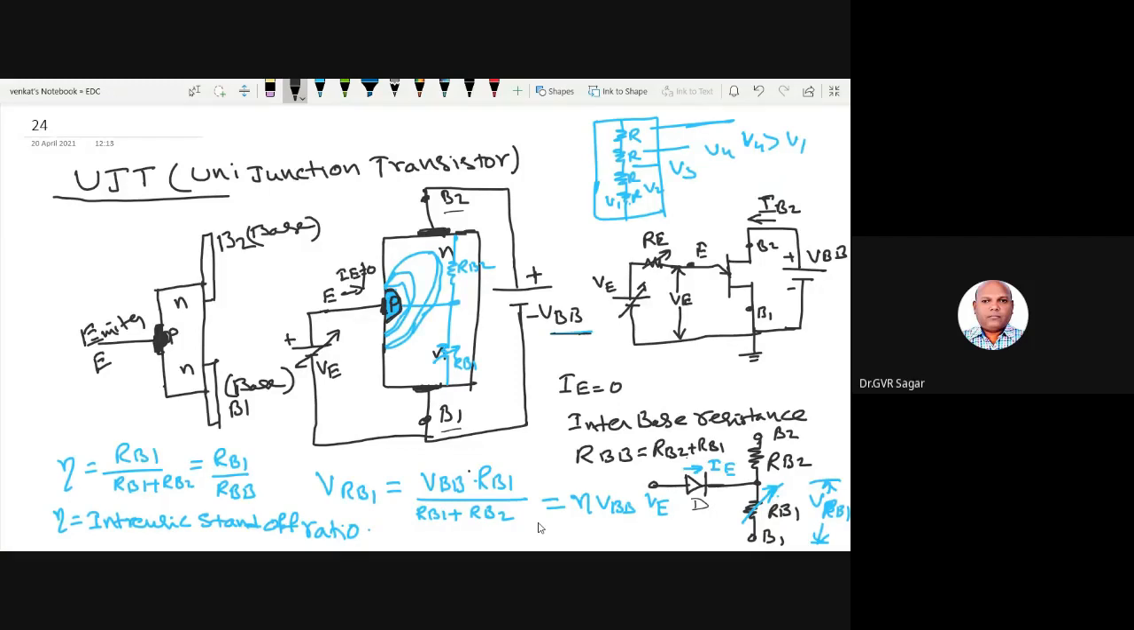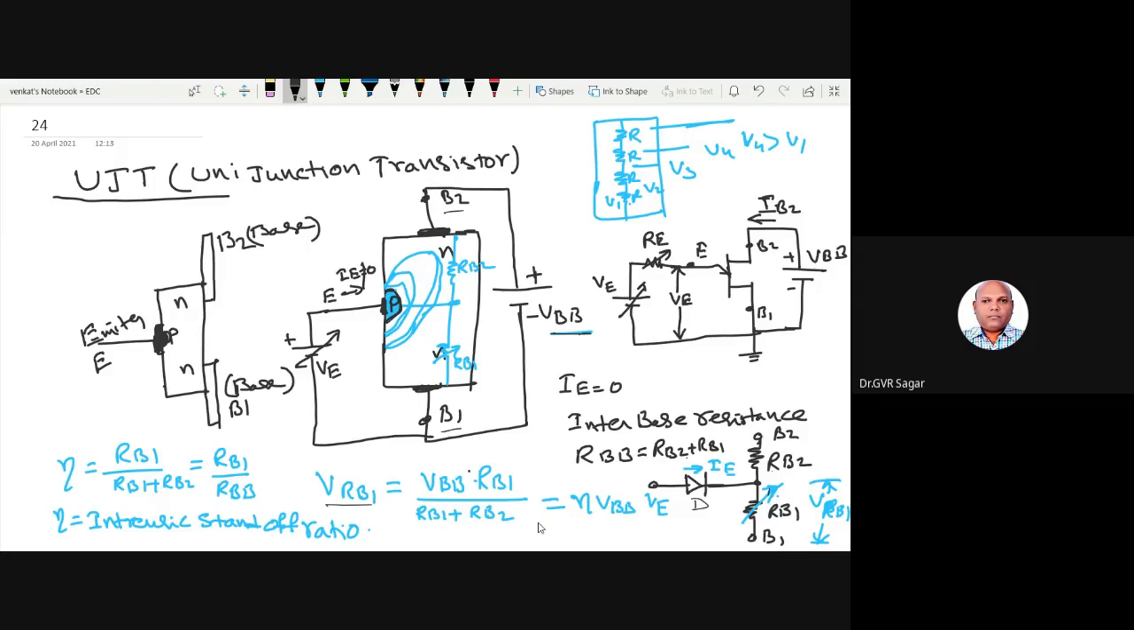When I is not equal to 0, some base-to-base voltage VBB is applied. Here you see the circuit diagram, the construction diagram, where VBB is applied. So there exists a voltage drop across RB1 and RB2. I want to find out the voltage drop across RB1, which I am calling VRB1. It is equal to the applied voltage VBB into RB1 by RB1 plus RB2.